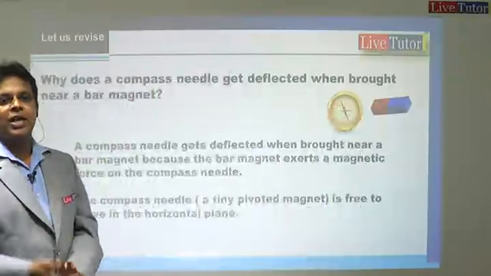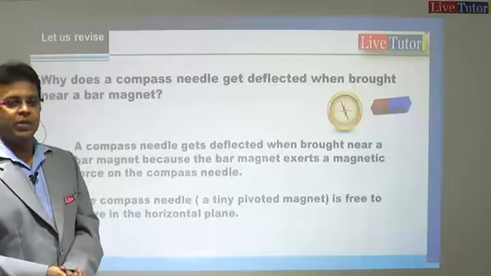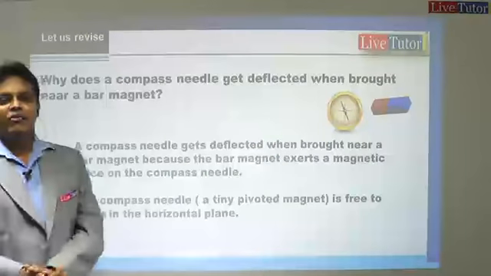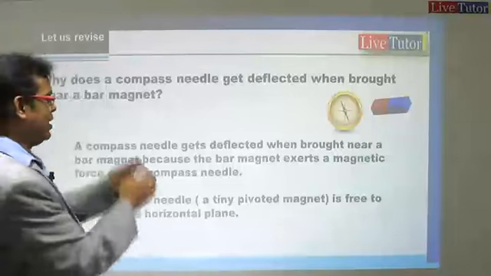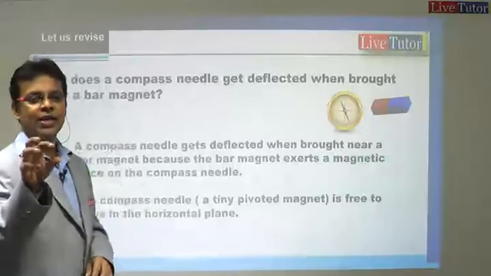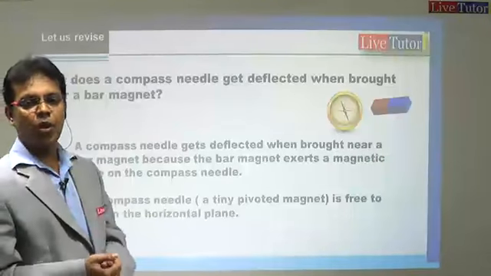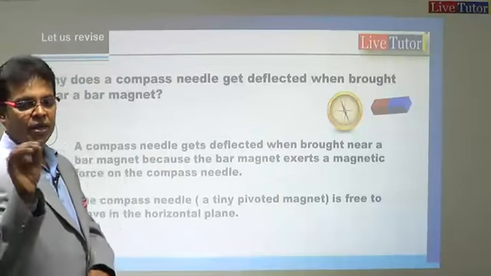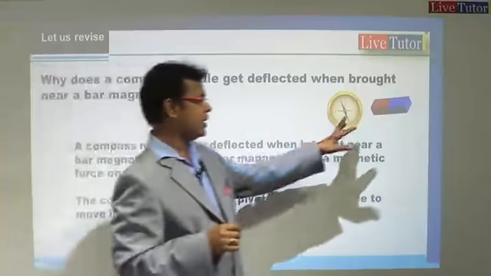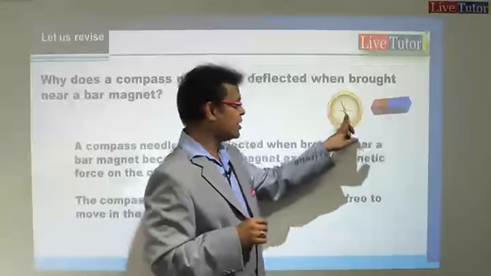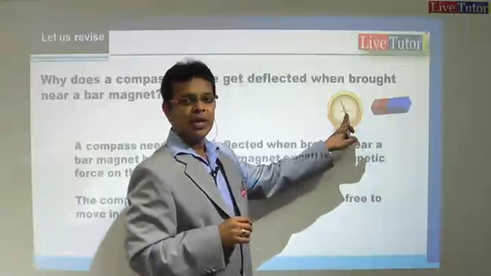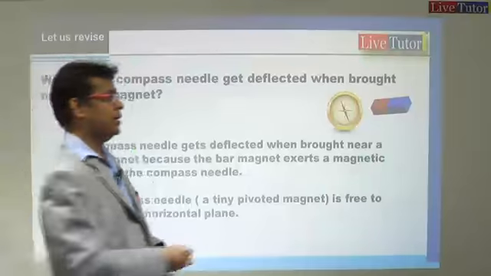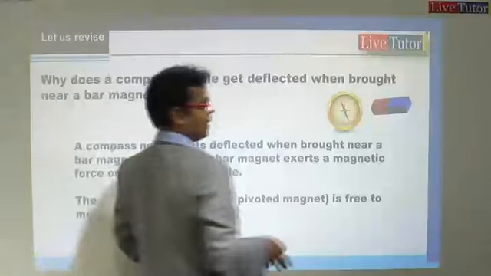It will exert some magnetic force on the compass needle, the magnetic needle. Due to which it will start deflecting. This is the reason why the magnetic compass is deflecting when it is brought near a bar magnet. The main important concept is that both of them are magnets, but the bar magnet is more powerful than the small one, because the small magnet can influence only a little bit of magnetic field. But this bar magnet has more magnetic power, isn't it?